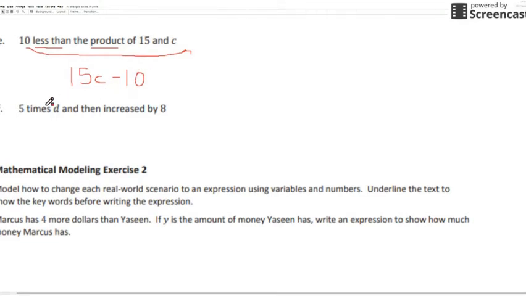Excuse me. Next, it says 5 times D, and then we're going to do the multiplication and then increase it by 8, which means to add 8. So 5D, of course, is just multiplication, or 5 times D. Increased, of course, is addition. And of course, we're adding 8. All right, so there you go. It finishes up the other exercise.